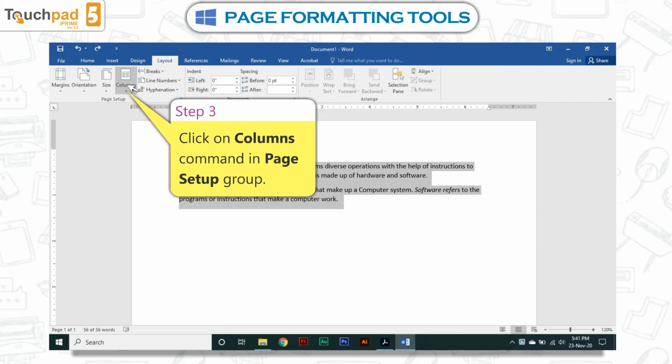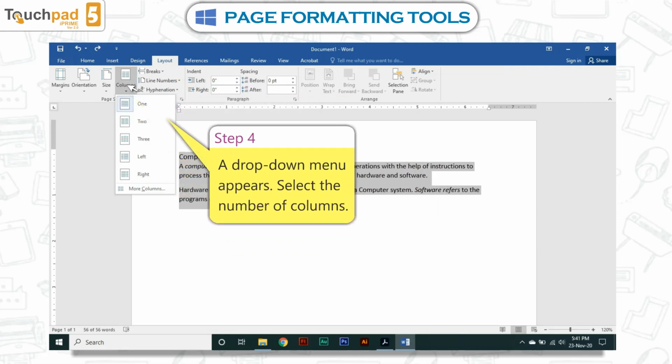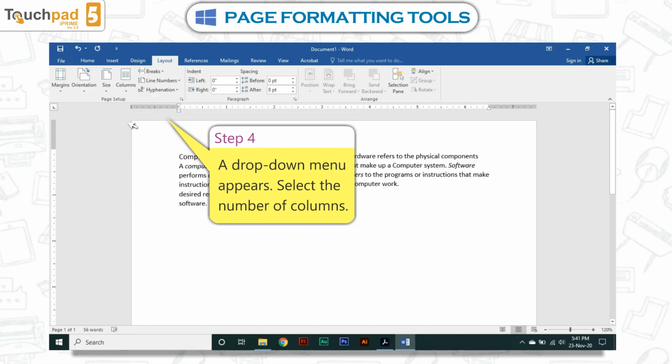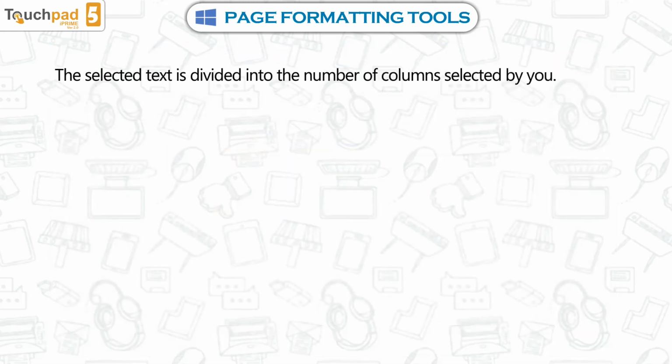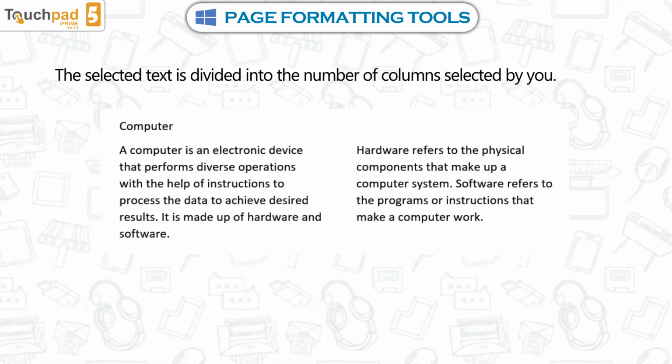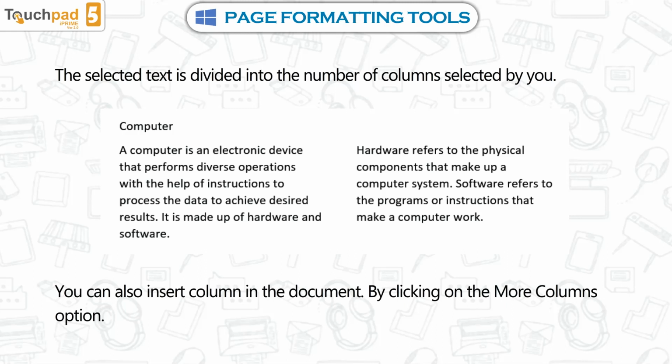Step 3. Click on Columns command in Page Setup group. Step 4. A drop-down menu appears. Select the number of columns. The selected text is divided into the number of columns selected by you. You can also insert column in the document by clicking on the More Columns option.